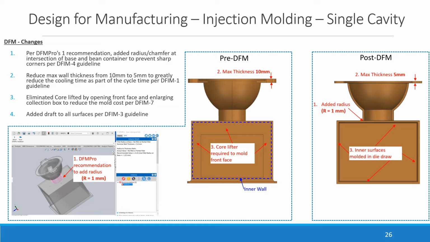The second is that the maximum wall thickness was reduced from 10 to 5 mm to greatly reduce cooling time. The third was that the core lifter was eliminated from the tooling by opening up the front face of the base and enlarging the collection box, thereby reducing the overall mold cost. Finally, a draft was added to all surfaces.